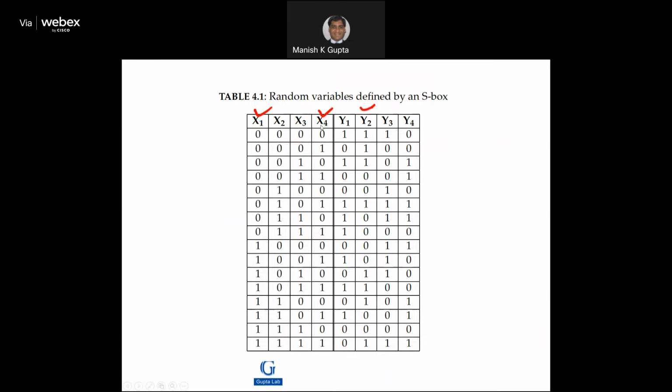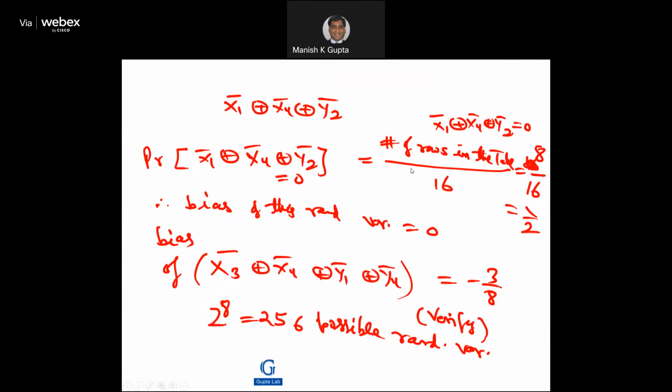X1 bar here, x4 bar and y2 bar, right? And we can count how many times this sum is 0, by looking at all the pairs. Actually, it turns out that this probability is equal to the number of rows in the table which are giving you this. There are 8 values divided by the total 16 values. So this probability is half.